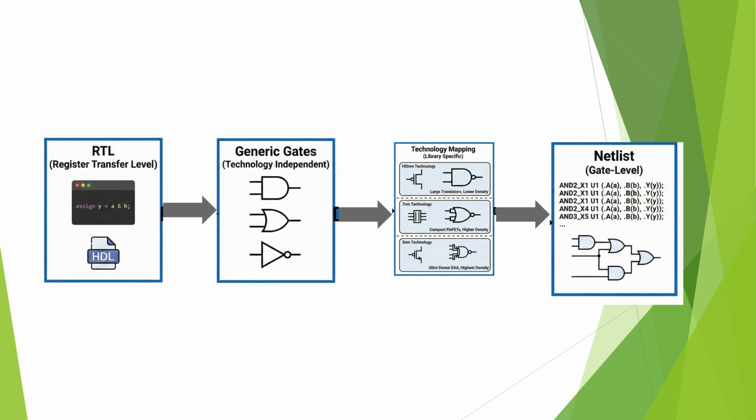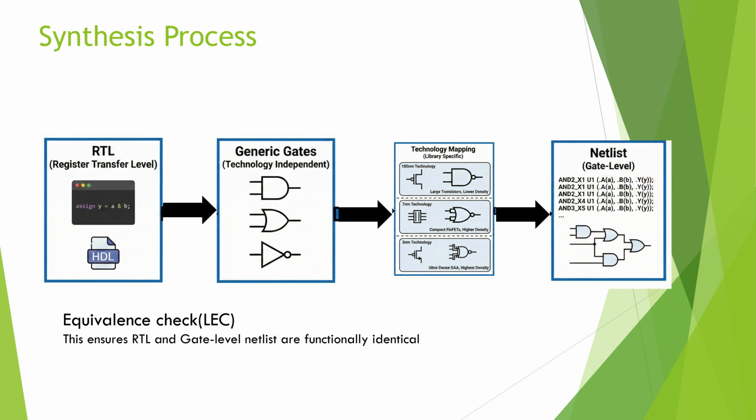Before trusting that netlist, we do one very important step, logic equivalence checking, or LEC. LEC verifies that the RTL and the gate-level netlist are functionally identical for all possible inputs. Because during optimization, the tool might have heavily restructured the logic, and we must be sure it did not accidentally change behavior. Precisely. Tools like Formality or Conformal perform a formal proof that both versions are equivalent.